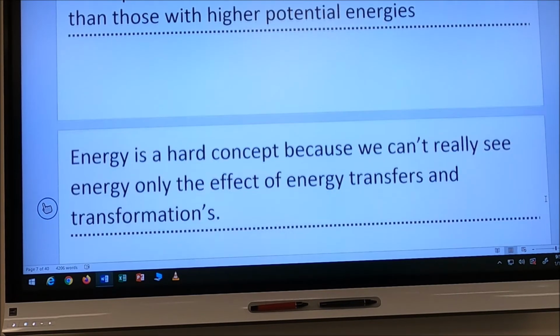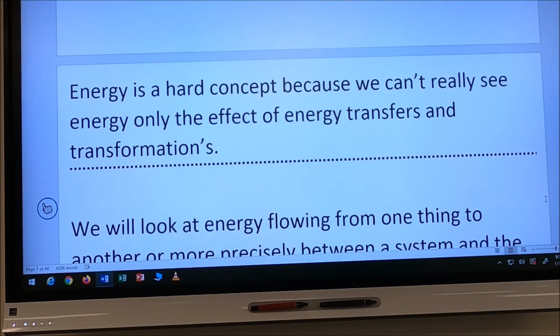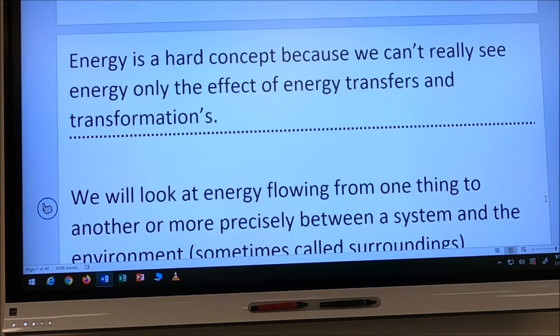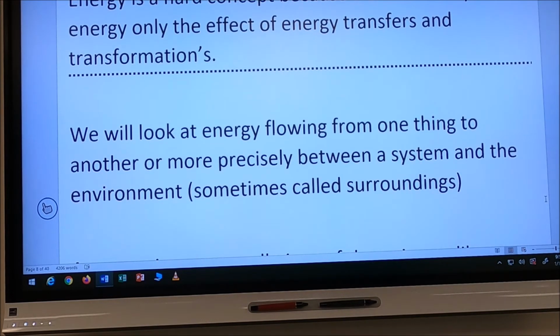Okay? Now, energy is a hard concept because we can't really see energy. We see only the effects of energy transfers and transformations. So if this seems a little bit strange and alien, you're right, it is. It's probably something you've never really had to think about before.